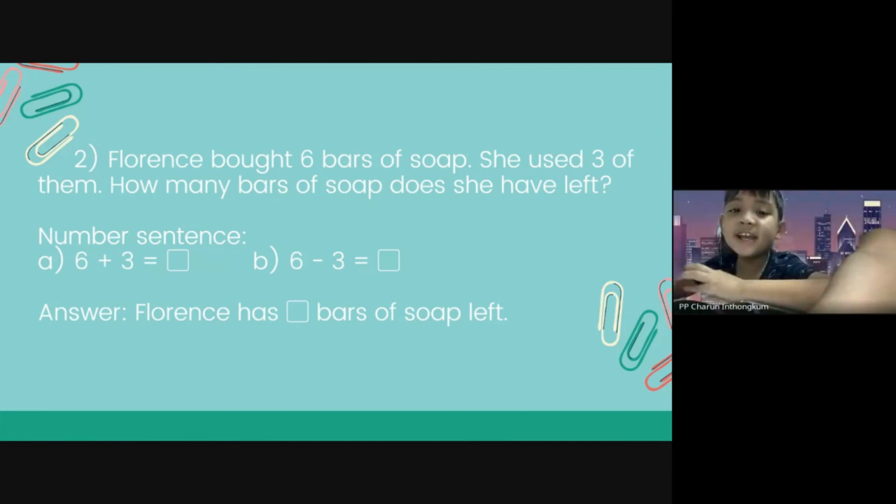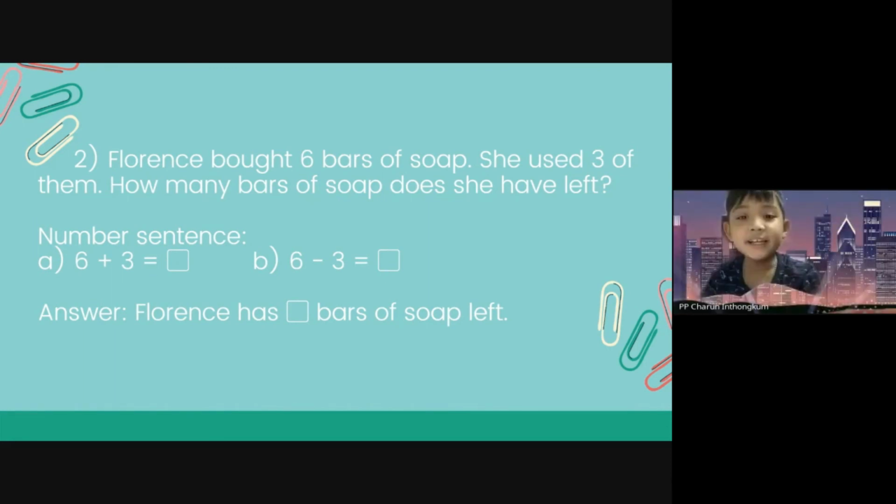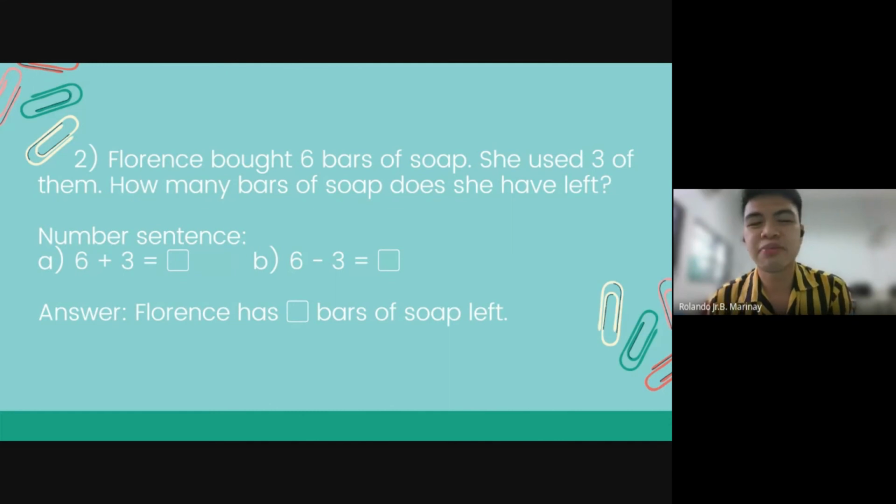B. Everybody who answered, very good. The correct answer is letter B: 6 minus 3 equals box. Then we're going to write the final answer. Florence has blank bars of soap left. So what is the answer? 6 minus 3 equals 3. Good job. Well done. You're going to write 3 inside of the box.